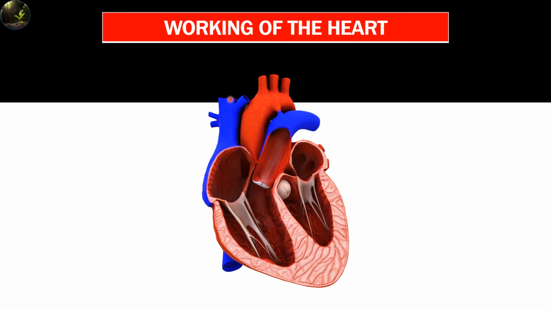Then which vessel is this? This is superior vena cava. This one is inferior vena cava, pulmonary artery. Then this is aorta. Then pulmonary vein, you can see this small projection. Can you see this? Yes, that is pulmonary vein.